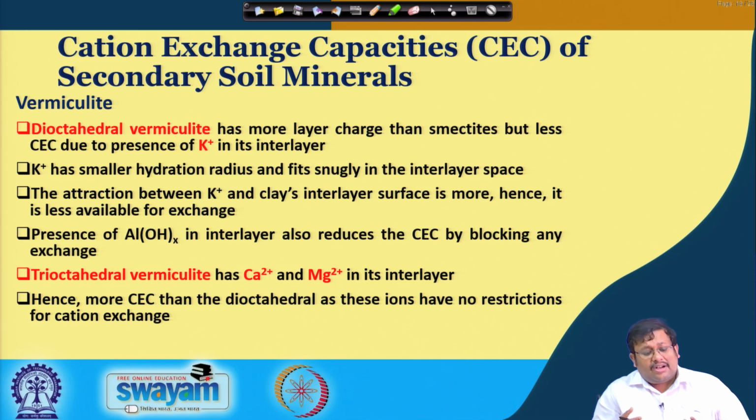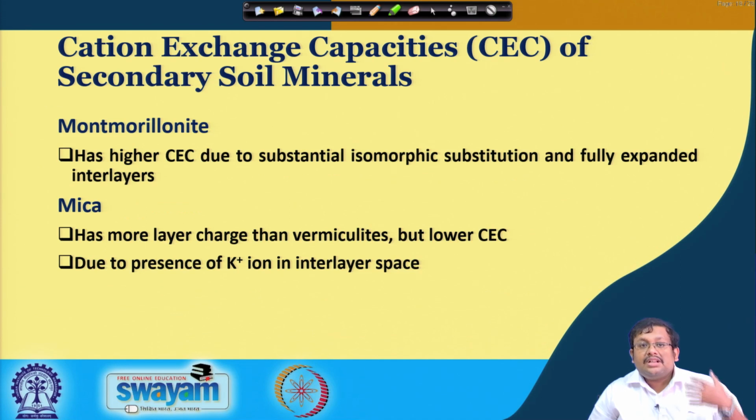Trioctahedral vermiculite has calcium and magnesium in the interlayer, so more CEC than dioctahedral vermiculite, because they have no restriction for cation exchange. Montmorillonite has high CEC due to substantial isomorphic substitution and a fully expanded interlayer. In the case of mica, they have more layer charge than vermiculite, but lower CEC, due to the presence of potassium in the interlayer space.